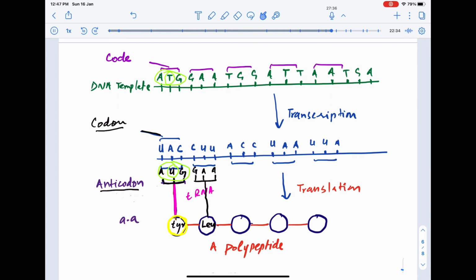At the third position, the transfer RNA that attaches with an mRNA will have an anticodon complementary to ACC, and this will be UGG. This transfer RNA will have an anticodon UGG, and the amino acid attached at the other end will be threonine, represented with THR.